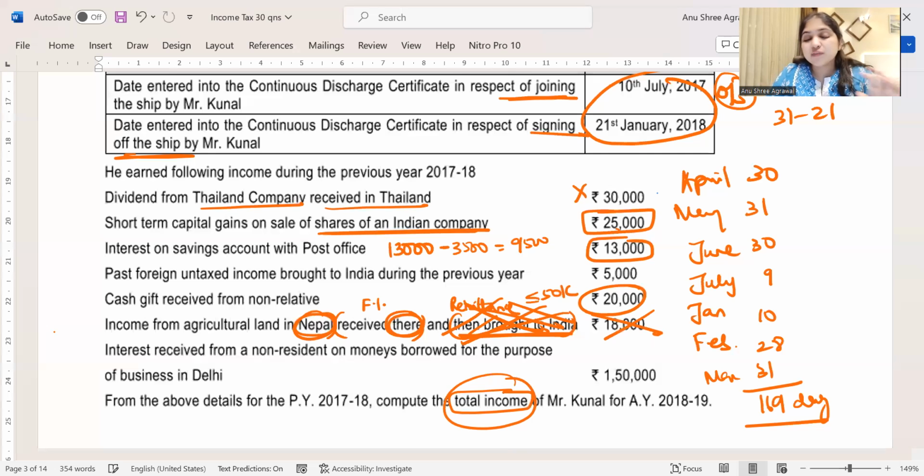We do see where you earned it and where you received it. After you received it, what did you do with the income? We don't care about it. Then coming to the last point, interest received. This one you will correctly tell me.